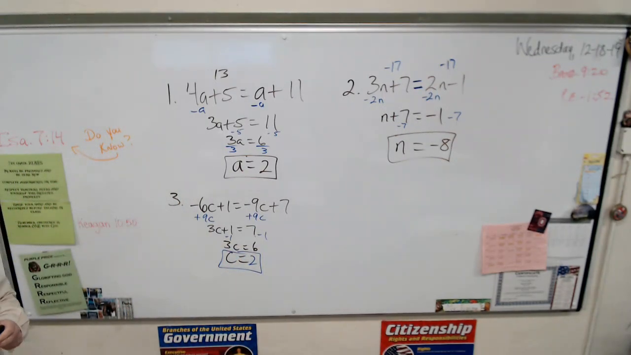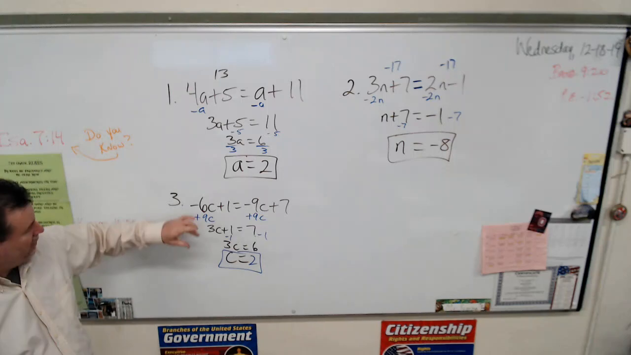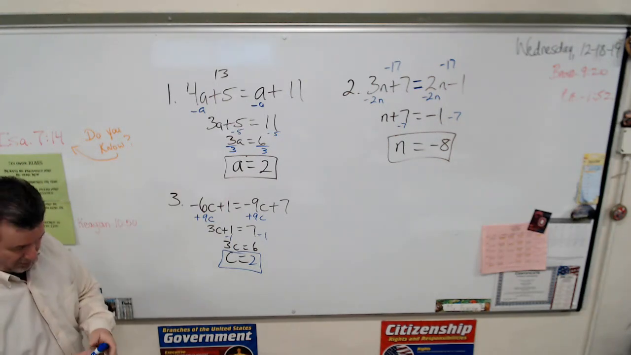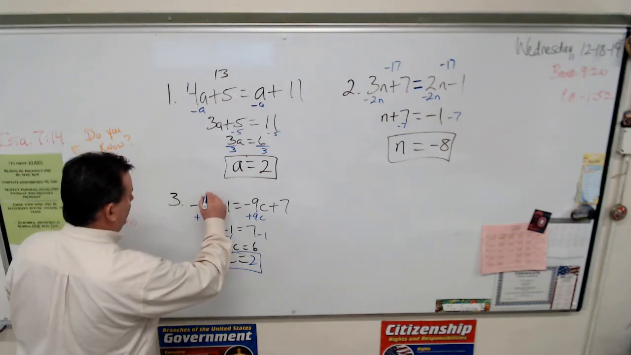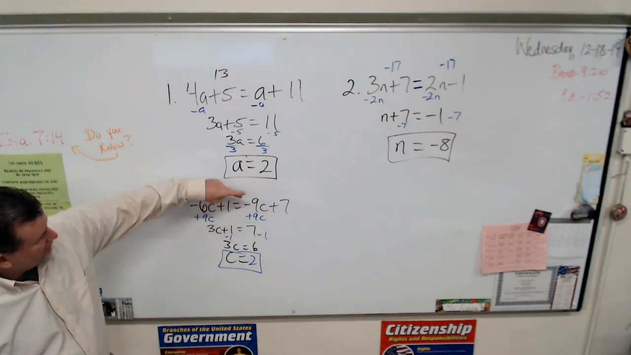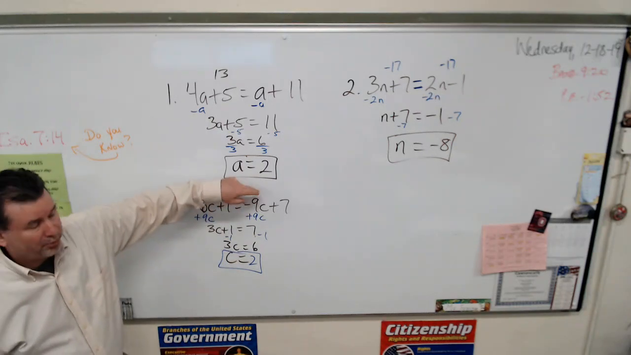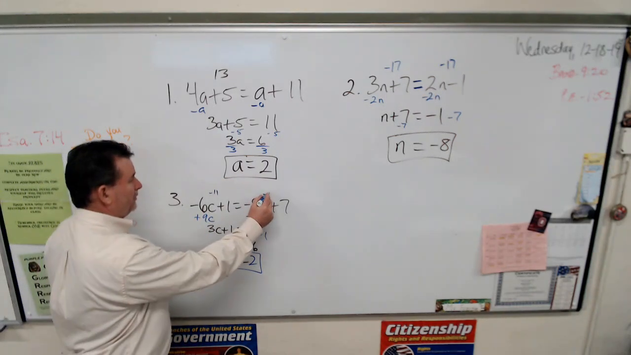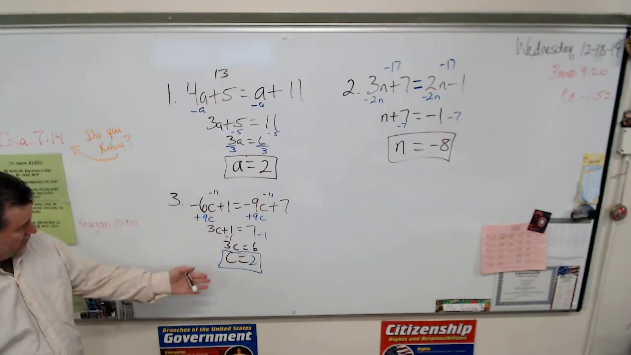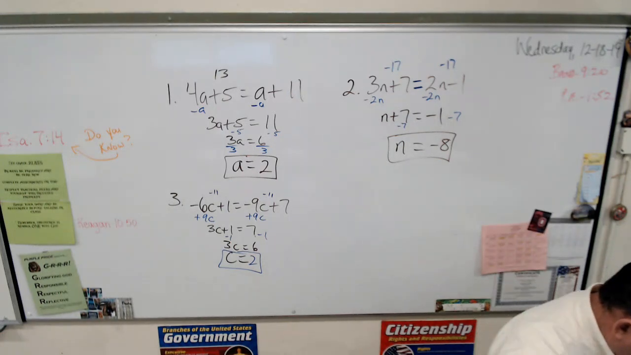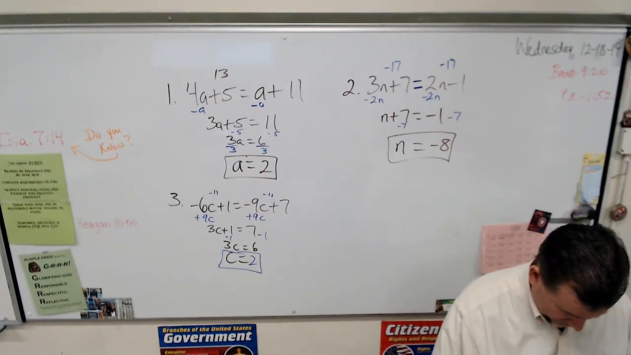Why did I write it in blue? C equals 2. Let's check. What's negative 6 times 2? Negative 12. Negative 12 plus 1, negative 11. Yes. What's negative 9 times 2? Negative 18 plus 7. Negative 11. Yeah, that's what I meant. It checks out. I did it right. How many have already started on number 4? No. Okay, keep going.